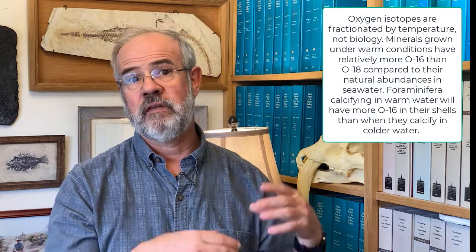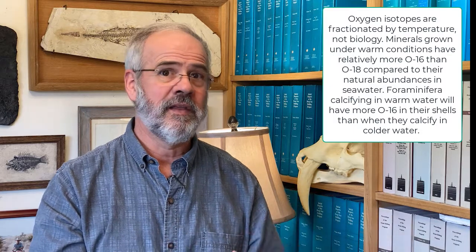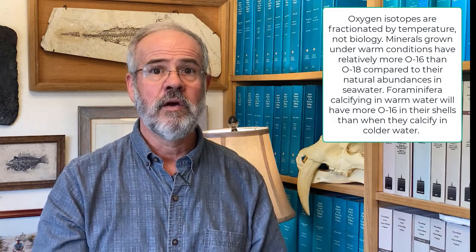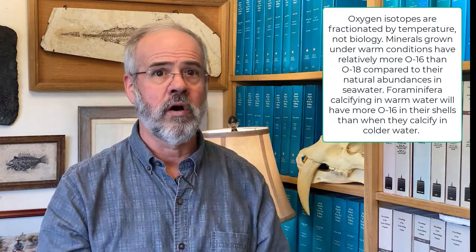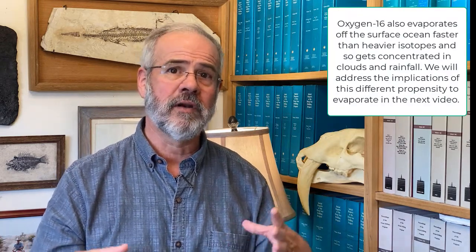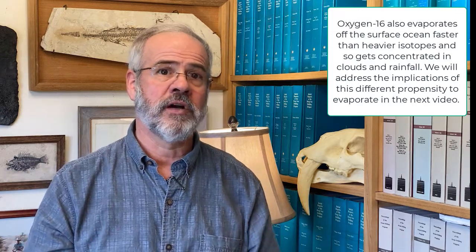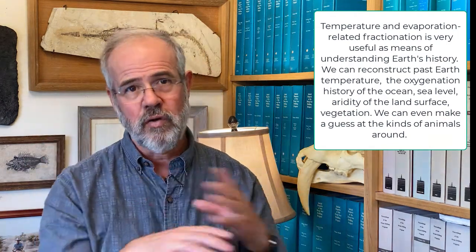For example, oxygen 16 becomes relatively more abundant in foraminiferal calcite than its natural seawater abundance when foraminifera are grown in warm waters. Being highly reactive also means that oxygen 16 is more likely to enter the vapor when water evaporates than the other forms of oxygen. Those 2 features of oxygen isotopes, namely temperature-dependent incorporation into minerals and differences in propensity to evaporate, turn out to be extremely useful. From them we can deduce a whole host of things.